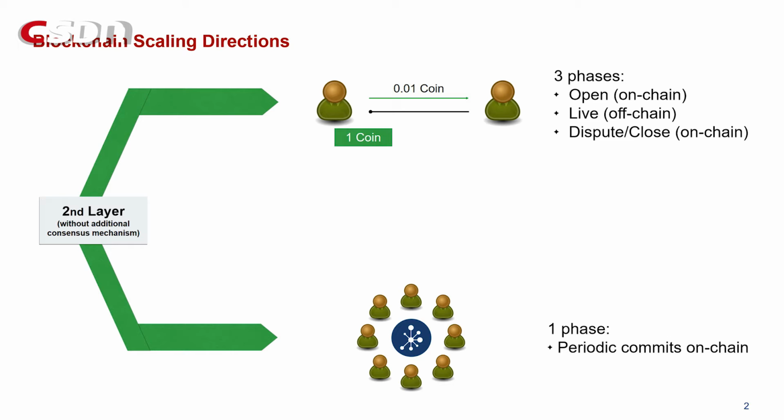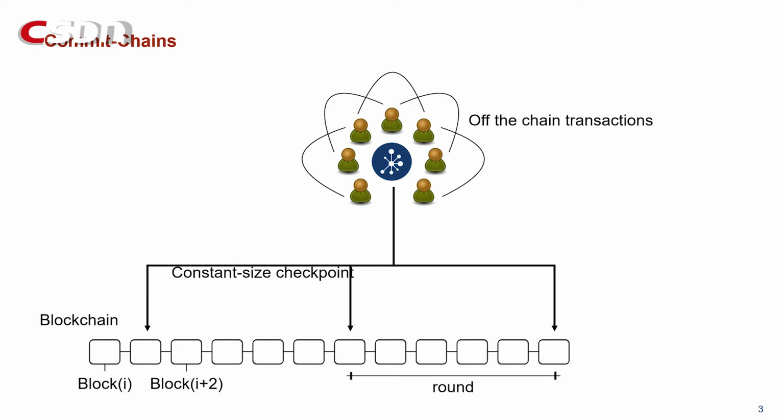Now, there is a second category called commit chains, such as Plasma and NOCUST. Today I'm going to detail NOCUST. A commit chain consists of an operator that facilitates transactions for a group of users. And there is only one phase, which is a periodic commit. Okay, so how does it work in detail?